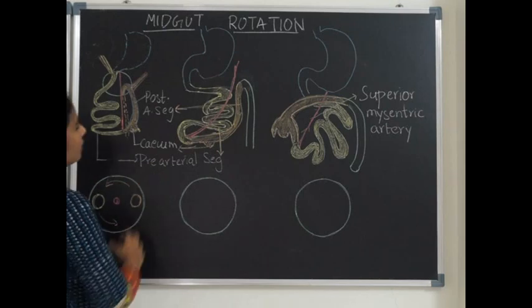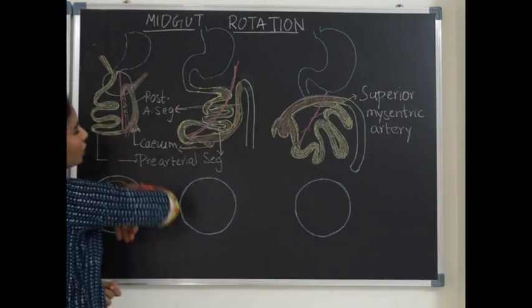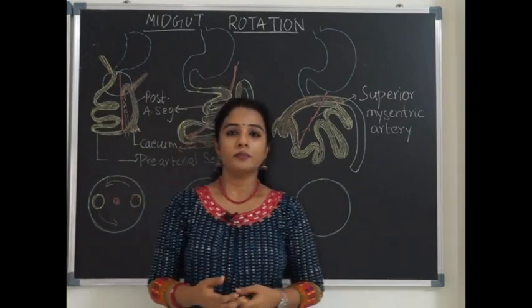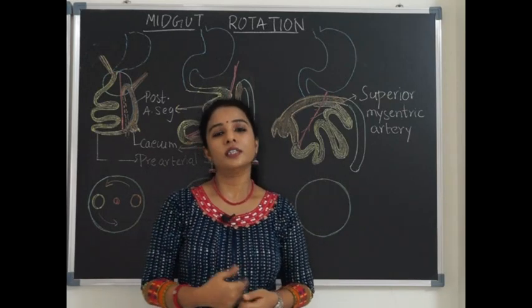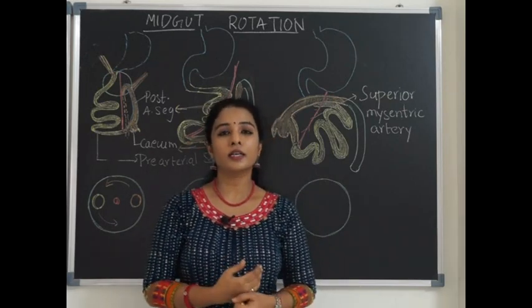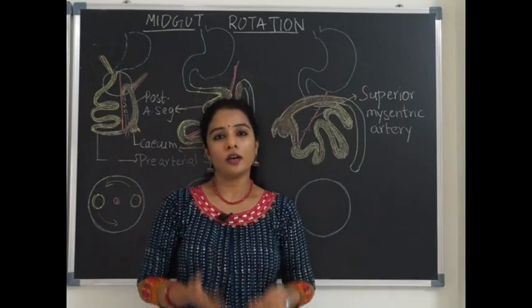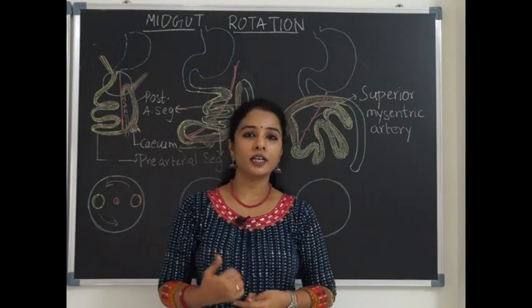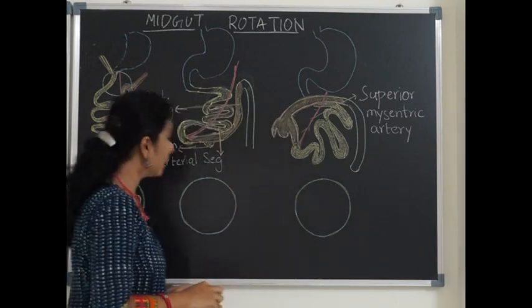So next, let's see what happens. Slowly now the midgut has to involute back into the abdomen. Approximately at the end of the 10th week of intrauterine life, the midgut starts involuting back inside the abdomen, because the abdomen has grown now, having space for the midgut, and the liver also reduces to its normal size. So we'll see how it involutes.